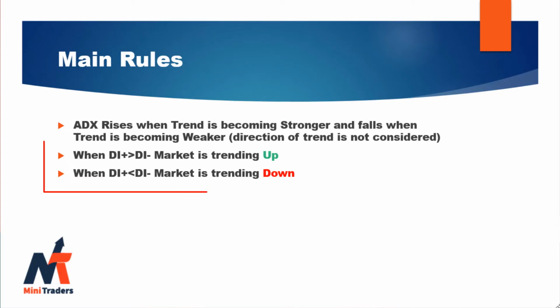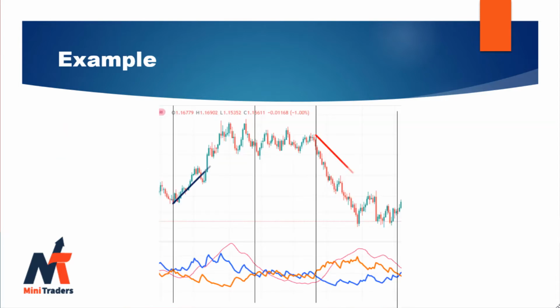For detecting trend direction, we should look at our DI plus and DI minus. When DI plus is over DI minus, we have an uptrend, and when DI plus is below DI minus, we have a downtrend. This is all about how this indicator works by itself. Let's see how we can use it.